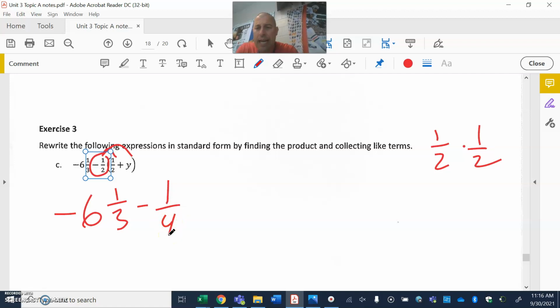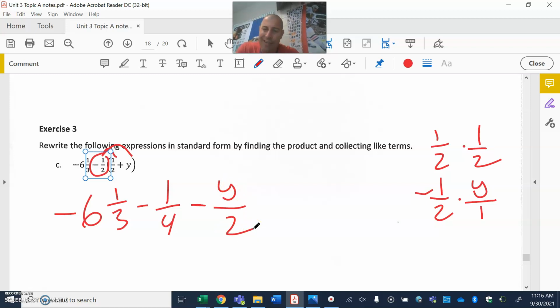And then negative 1/2 times y, now this is going to look a little bit awkward. What we're doing is negative 1/2. It's really a y over a 1. If you want to make a whole number into a fraction, you have to divide it by 1. So really it's negative y over 2. So there's my negative sign, there's my y over my 2.